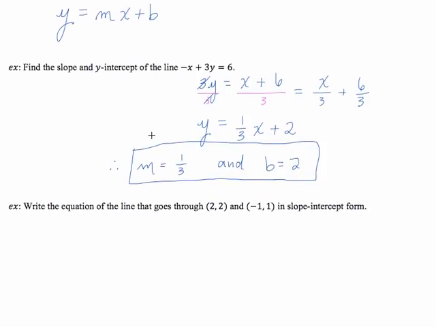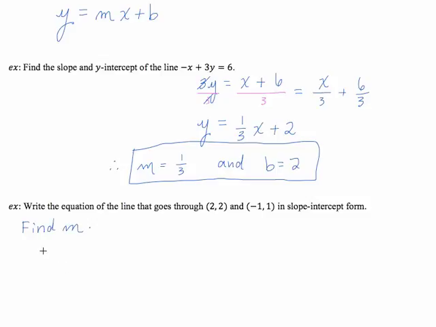In this example, we're going to write the equation of the line that goes through the points (2, 2) and (-1, 1) in slope-intercept form. We don't have the slope or the y-intercept here, so we'll have to find both. First let's find the slope m.